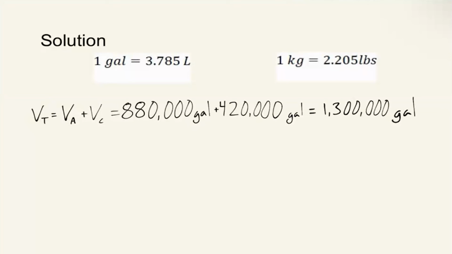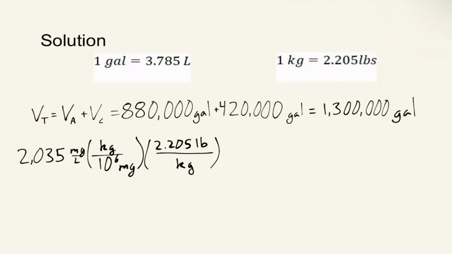Then I'm going to go ahead and start my unit conversion. So I'm going to plug in my 2,035 milligrams per liter. And the first part of it I'm going to cancel out or convert is my milligrams. So 1 kilogram is equal to 10 to the 6th milligrams. The milligrams on my conversion unit will go on the bottom, so I can cancel it out of my first term. Then I'm going to convert kilograms to pounds, and 1 kilogram is equal to 2.205 pounds.